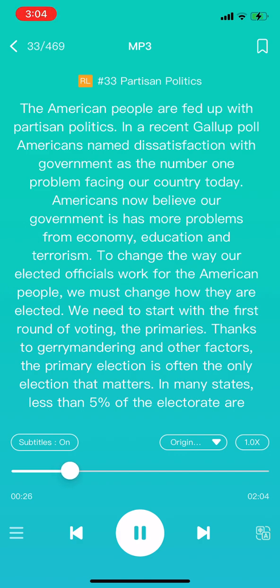Thanks to gerrymandering and other factors, the primary election is often the only election that matters. In many states, less than 5% of the electorate are actually deciding who represents 100% of that district or state. That means our elected officials are actually chosen by an increasingly tiny, often incredibly partisan slice of the electorate.